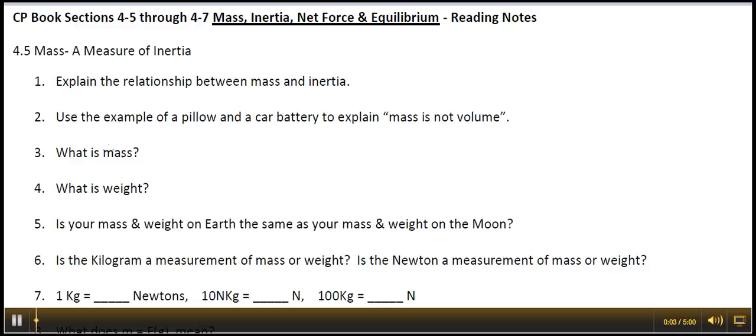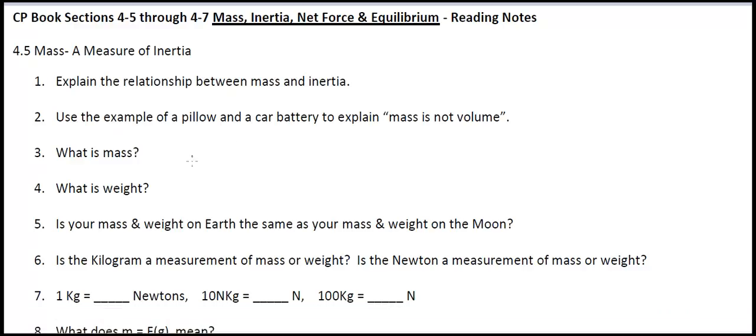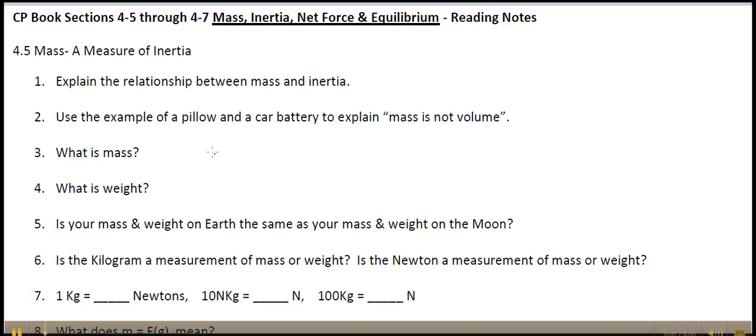This is a video of Chapter 4, Section 5, page 2 of the bookwork.